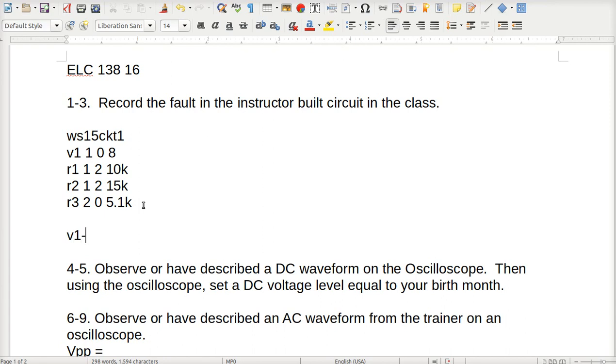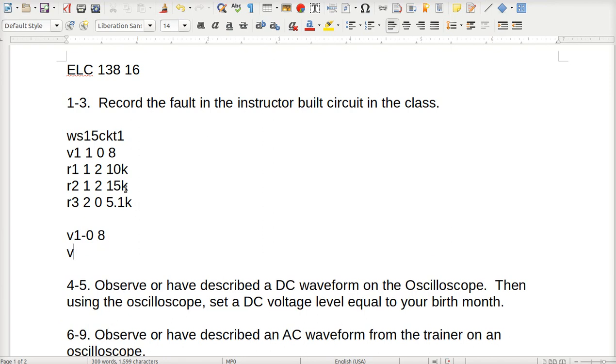V1 to 0 is 8 volts for this circuit. And V2 to 0 is 2.7 for the faulted circuit. So we'll put a V up here by the 8 because I always want you to put a unit in there. Alright, so that is the first three.